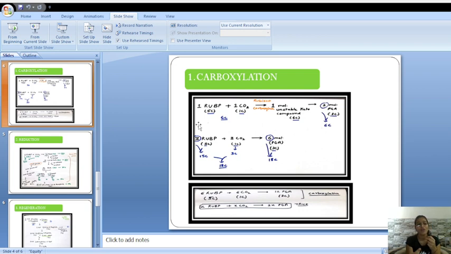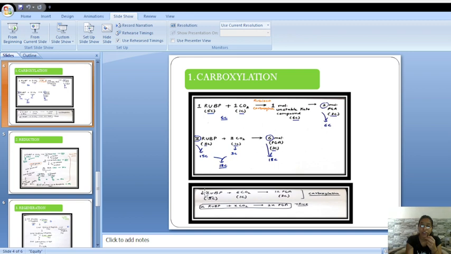So now for three molecules of RuBP and three molecules of CO2, how much PGA will you get? It's very simple. If I'm taking three molecules of RuBP, RuBP is 5 carbon containing, so here 15, and three molecules of CO2, so total 18 carbons. Since we know that PGA is a 3 carbon compound, we can divide 18 by 3 and we get 6. So 6 molecules of PGA we will get.